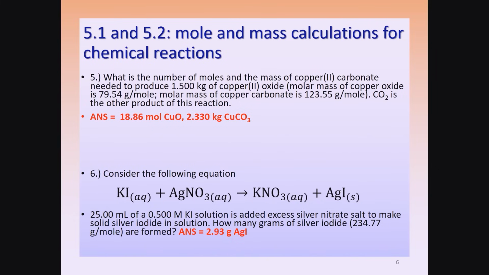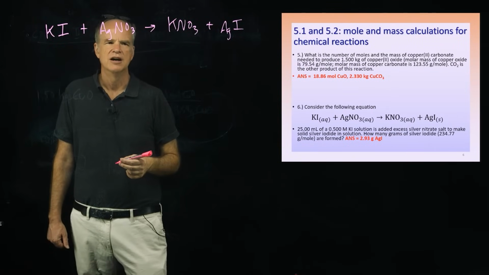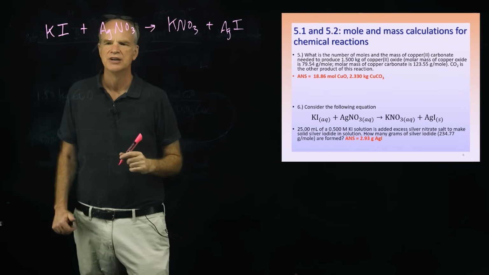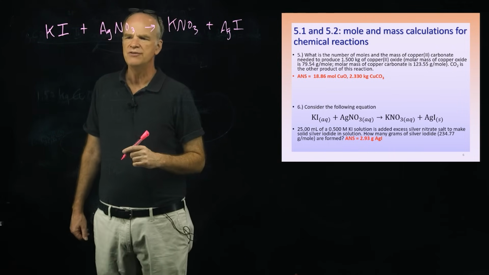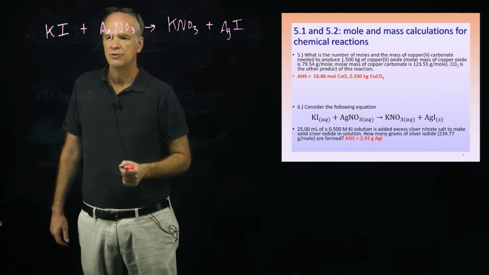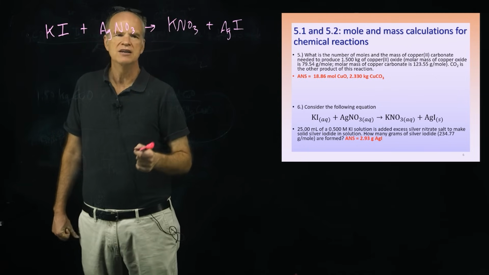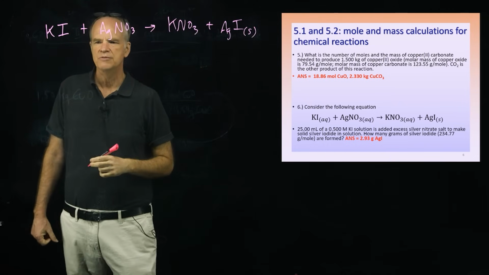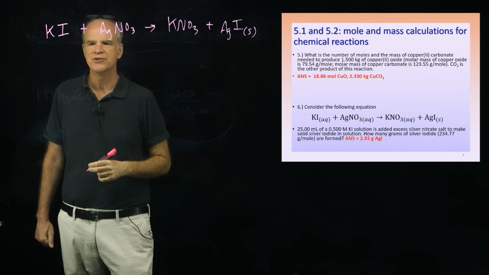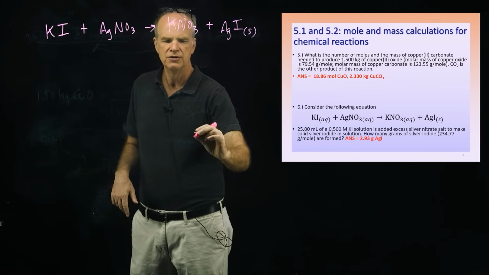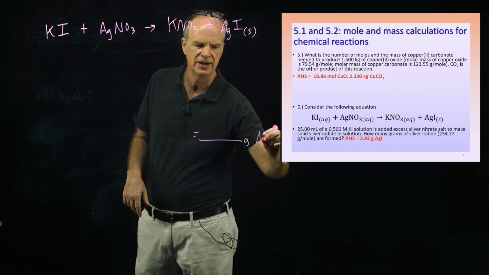The first thing I want to do is make sure the equation is balanced. Just looking at it, for each element we have one atom on either side of the equation, except for oxygen, which has 3 on either side. So that equation looks balanced. The problem is we have 25 milliliters of a 0.5 molar potassium iodide solution, and they're adding excess silver nitrate salt to make the precipitate silver iodide. How many grams of silver iodide are formed? Okay, so here's the problem. Normally, we know that eventually what we want to do is get this into grams of silver iodide, right?